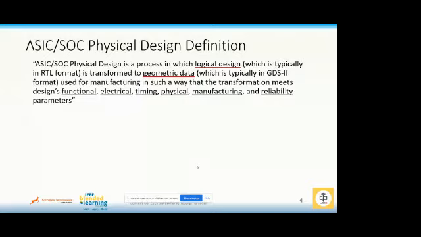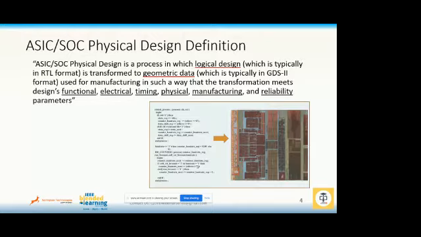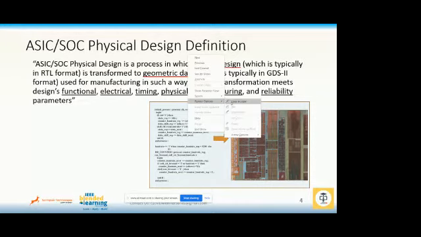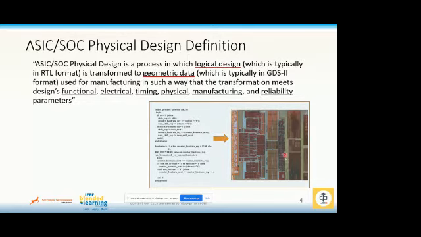While you do that transformation, you also need to make sure you meet the functional, electrical, timing, physical, manufacturing, and reliability parameters. In essence, you have a logic defined in code like C-like code or Verilog HDL. It's an RTL code, and that gets translated into layout information, which foundries will be able to take and manufacture the silicon. In essence, this is what we do in physical design.